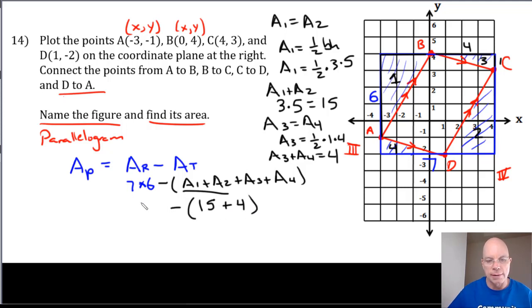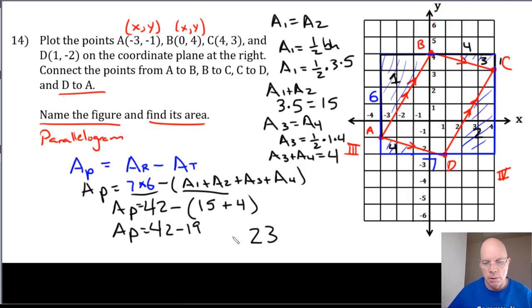And so when we subtract the triangles from the rectangle, which is an area of 42, we get 42 minus 19. When I subtract 19 from 42, I just subtract 20 from 42, because that's easy to subtract, and I get 22. And then I realized that I subtracted 1 more than I should have, so I compensate by adding 1, and the difference is 23. The area of the parallelogram is 23, and we weren't given any units, so we'll say units squared.